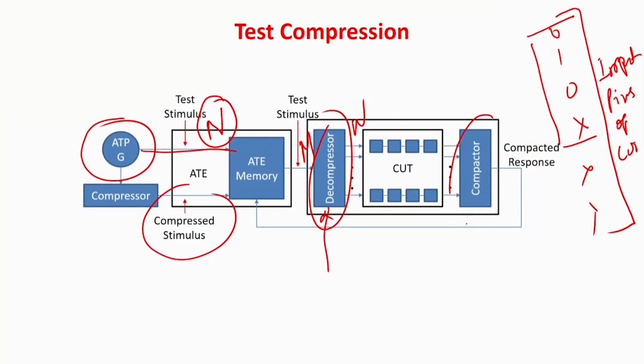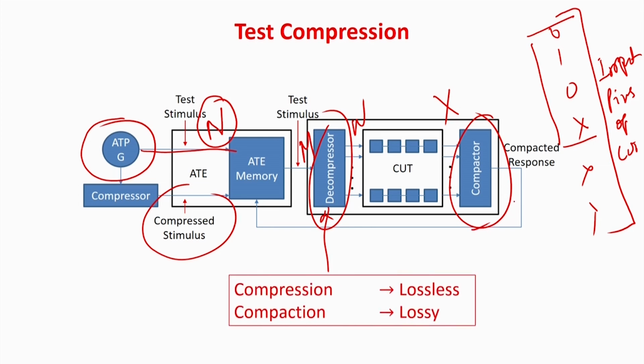And the output is something called a compactor, because of course a huge number of outputs can also be there, but again we are not going to take all the direct responses from the CUT and put them in the ATE memory and analyze. It will not be a very good idea, we will be going for compaction.